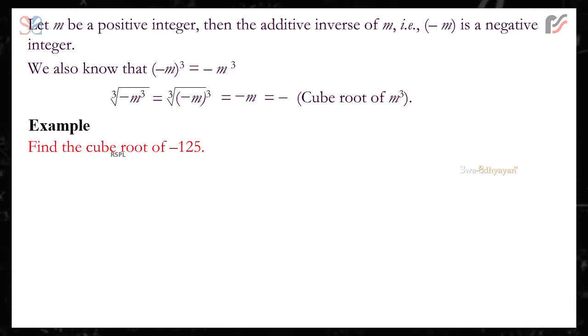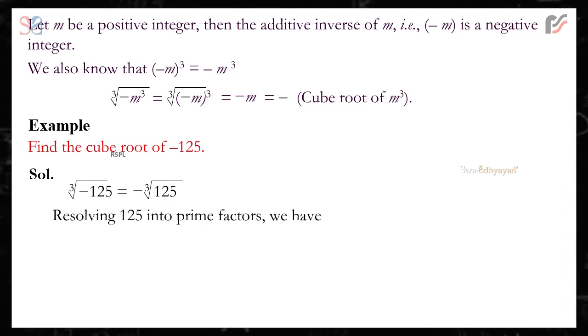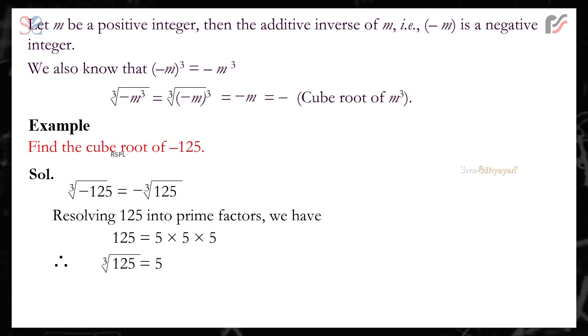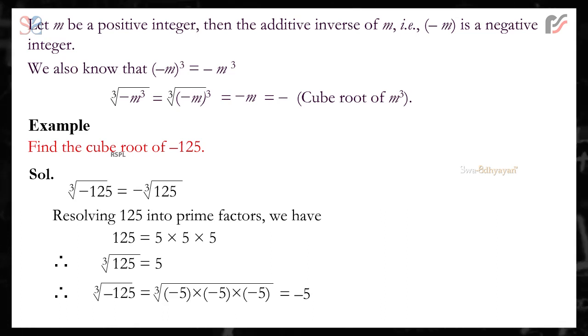Example. Find the cube root of -125. Solution. Cube root of -125 is equal to minus cube root of 125. Resolving 125 into prime factors, we have 125 is equal to 5 × 5 × 5. Therefore, cube root of 125 is equal to 5. Therefore, cube root of -125 is equal to cube root of (-5) × (-5) × (-5), which is equal to -5.